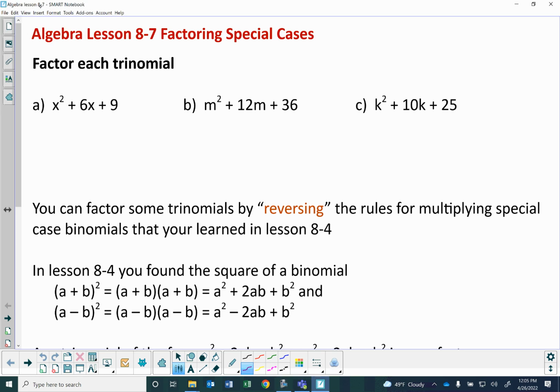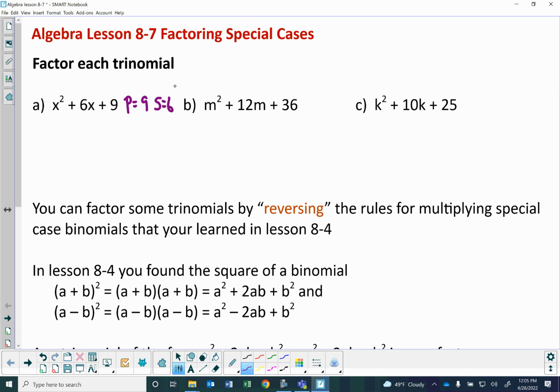This is Algebra Lesson 8-7, Factoring Special Cases. Let's factor the following trinomials. Well, let's factor x squared plus 6x plus 9. Since there's no leading coefficient here, we need a product of 9 with a sum of 6.